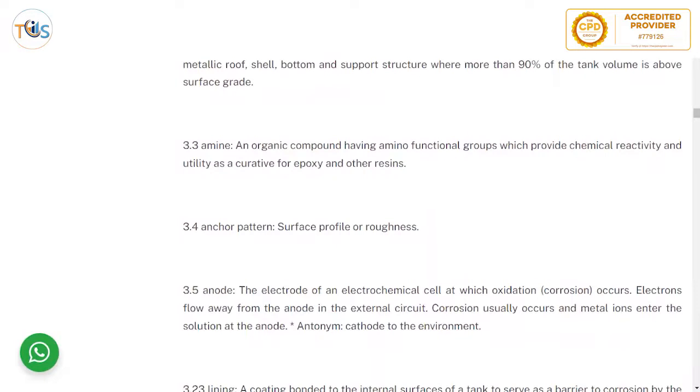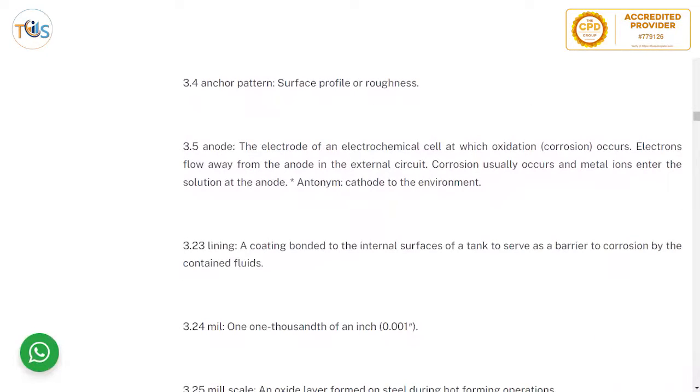Amine: an organic compound having amino functional groups which provides chemical reactivity and utility as a curative for epoxy and other resins. Anchor pattern: surface profile or roughness. Anode: the electrode of an electrochemical cell at which oxidation, corrosion occurs. Electrons flow away from the anode in the external circuit.